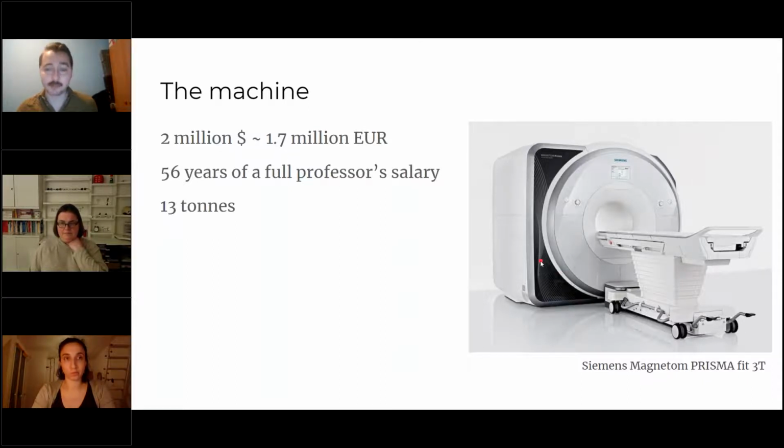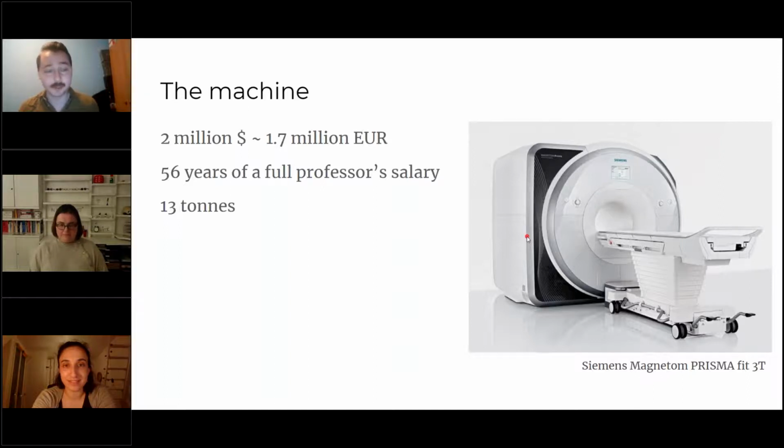So in the unlikely case that I actually make it in academia and become a professor, if I wanted to have an fMRI machine just for fun at home, and to be able to make cool experiments without my annoying colleagues, I would only have to put away around 56 years of a full professor's salary to buy one.